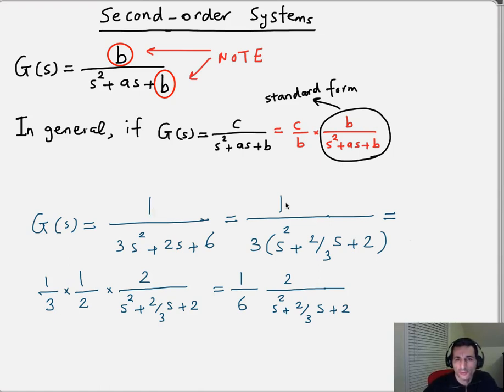What I'm going to do is convert this into standard form. How am I going to do it? I'm just going to factor out this 3, so the denominator becomes s squared plus 2/3 of s plus 2. Then, in order to make the numerator also equal to 2, I'm going to use the c over b trick and multiply it out. So it's 1 over 2 multiplied by 2 over s squared plus 2/3 of s plus 2, and you also take out the 1/3. At the end, it becomes 1 over 6 multiplied by 2 over s squared plus 2/3 of s plus 2, which is now in the standard form.